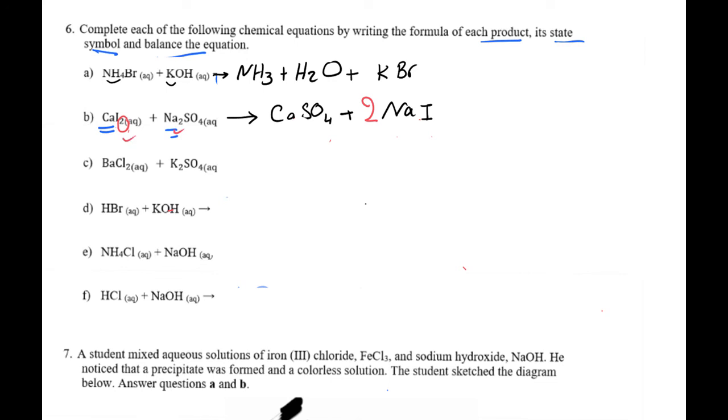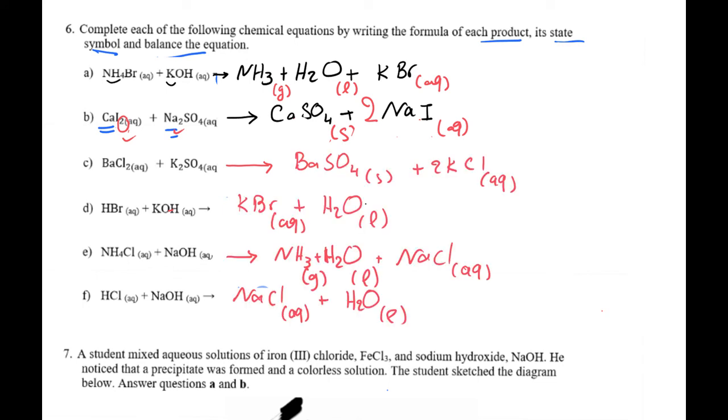To put the state symbols, ammonia is gas, water is liquid, KBr is an aqueous solution, NaI is an aqueous solution, and calcium sulfate is a solid. If you're not sure, go to the solubility rules and check your answer. Similarly, we are going to complete the rest of the equations. Here all equations have been done. Don't forget to write the state symbols and balance the equation to make sure that you are earning the full mark.